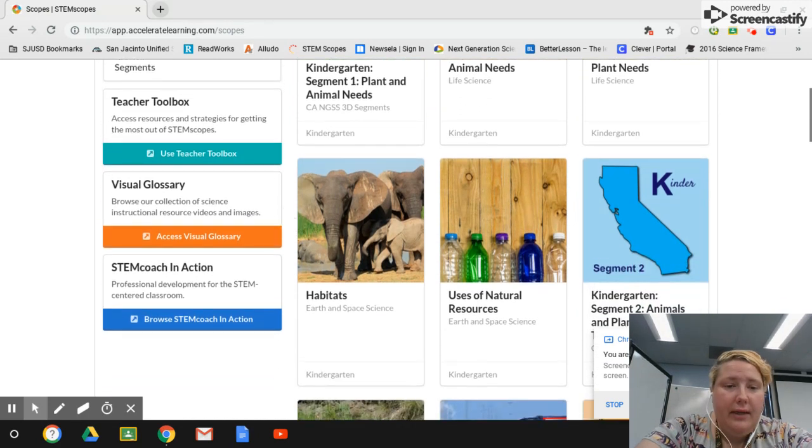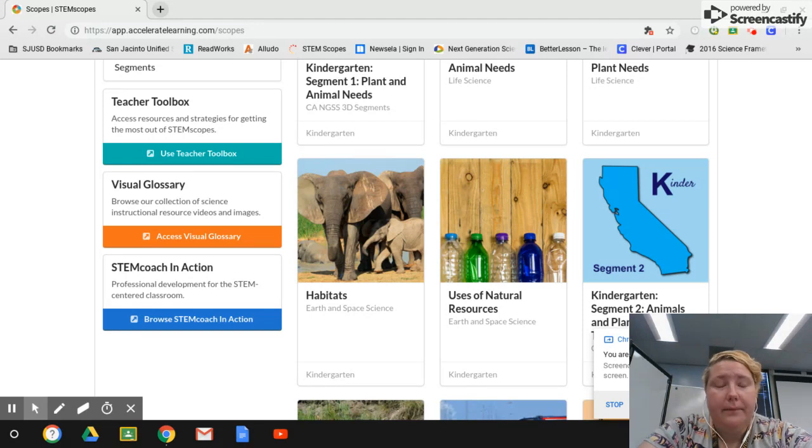Your visual glossary shows you different videos and images for the different vocabulary words throughout STEMscopes. Some of your students might struggle with the abstract concept of something like, what is an abiotic factor? It just means non-living things. But in it, there's a picture, and it goes through what is living and what's not living in the picture, and it provides you a little more background for students who really need that visual reinforcement.